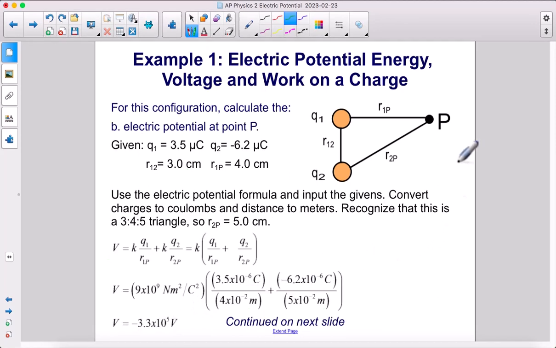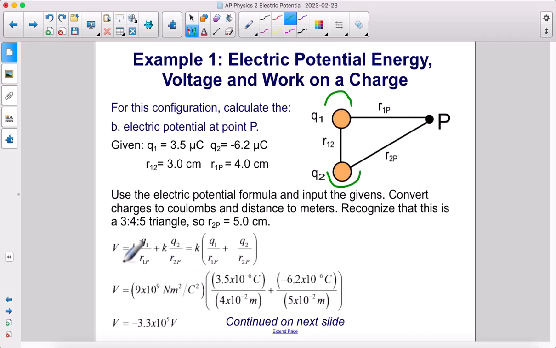Next, we're going to calculate the electric potential at point P. It's also known as voltage. You could also think of it as the altitude. So here we have a positive charge, so this is like a big hill, and this is a negative charge, so this is like a deep valley. And so we want to figure out what's the altitude at point P due to this hill and that valley.